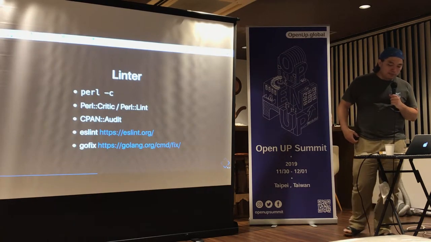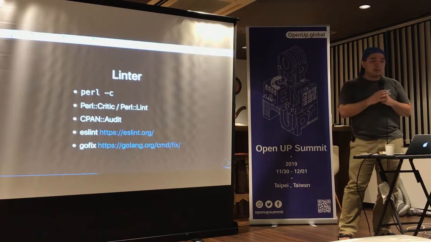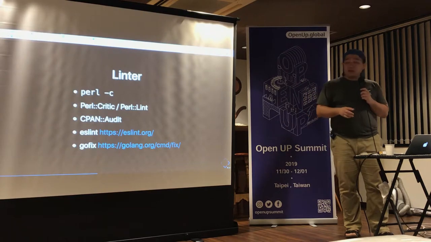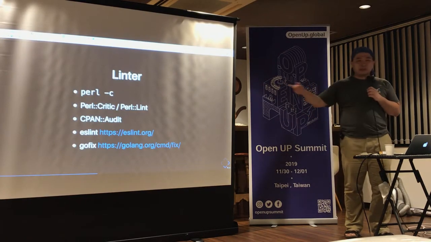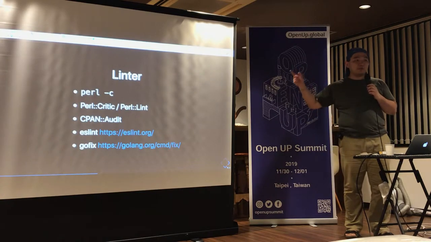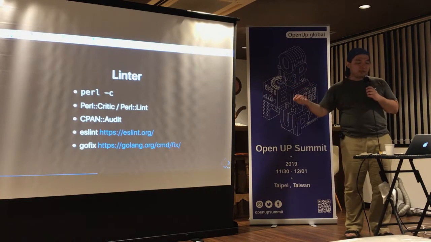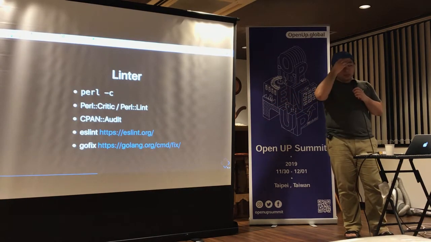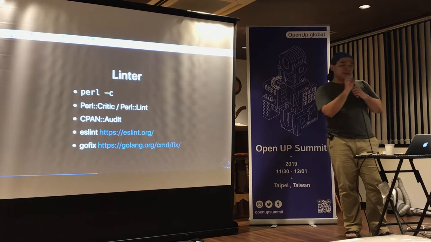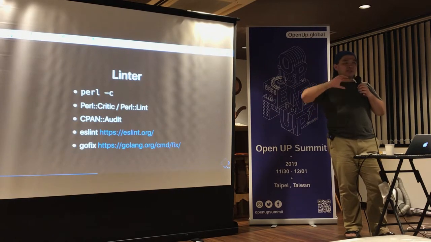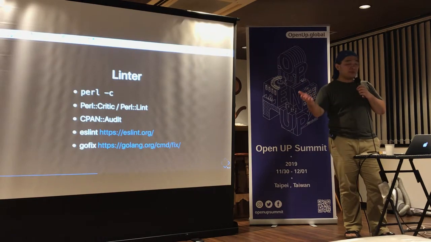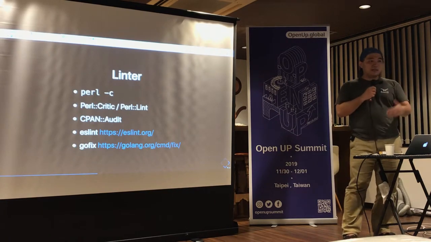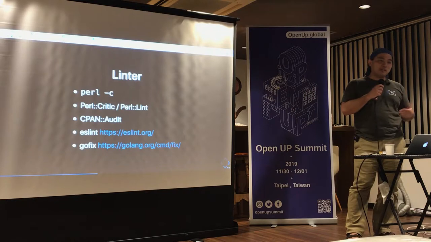In the Perl ecosystem, CPAN, there are several implementations of linter, and several aspects. The easiest one is just to compile it with -c, and then there are Perl Critic and Perl Lint. I'm going to focus a little more on Perl Critic. There's also CPAN Audit, which is a database of known vulnerabilities of certain modules. You scan your dependency tree and decide whether you are using something problematic, and then you should probably upgrade. That's the kind of thing a computer can do very easily, while humans cannot.